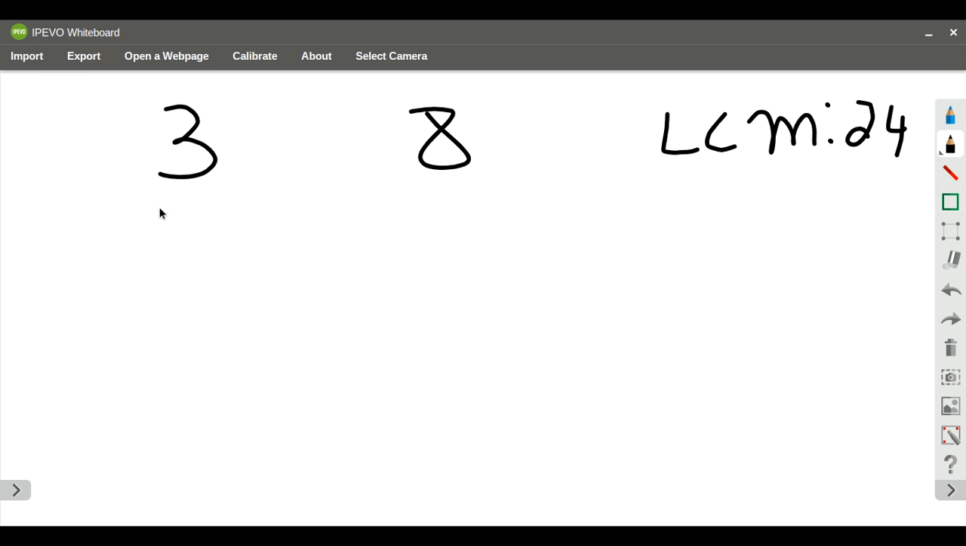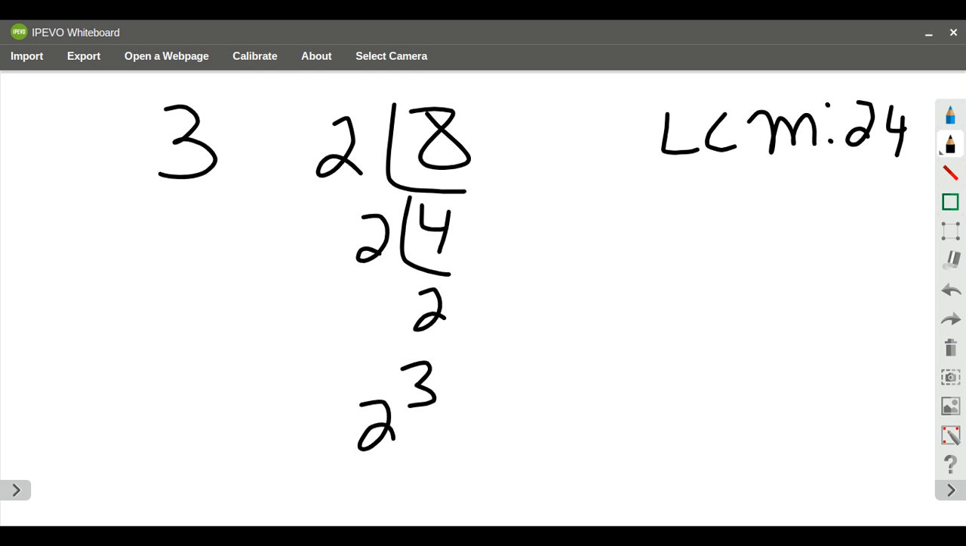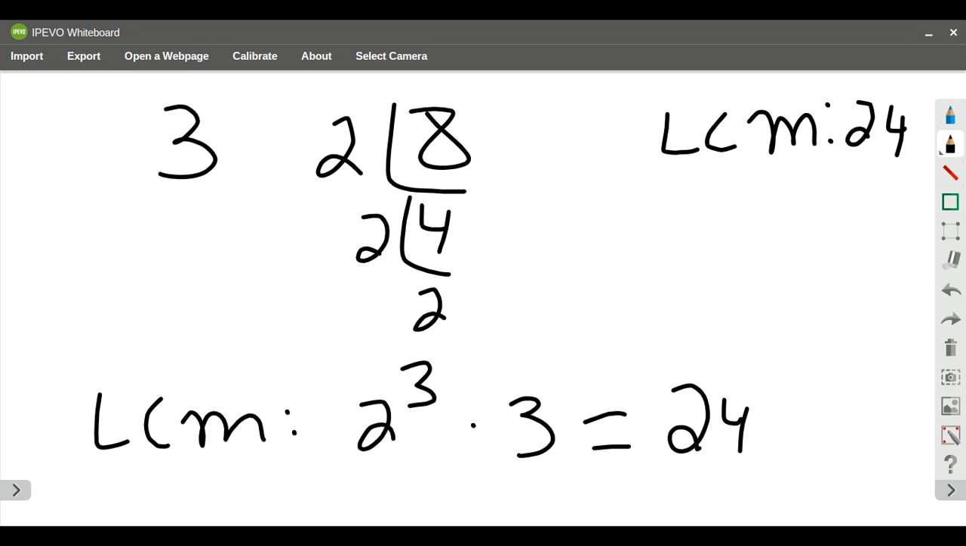Well, 3 is a prime value, 8 is not. So I just need to find my prime factorization for 8. My prime factorization for 8 is going to be 2 to the third power. So my least common multiple is going to be 2 to the third power times 3, which is 8 times 3 is 24. So my least common multiple would not change. Okay.